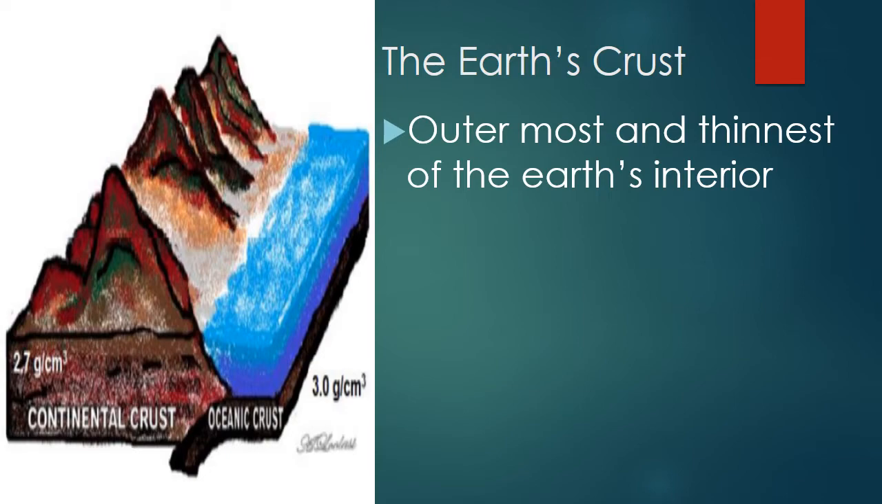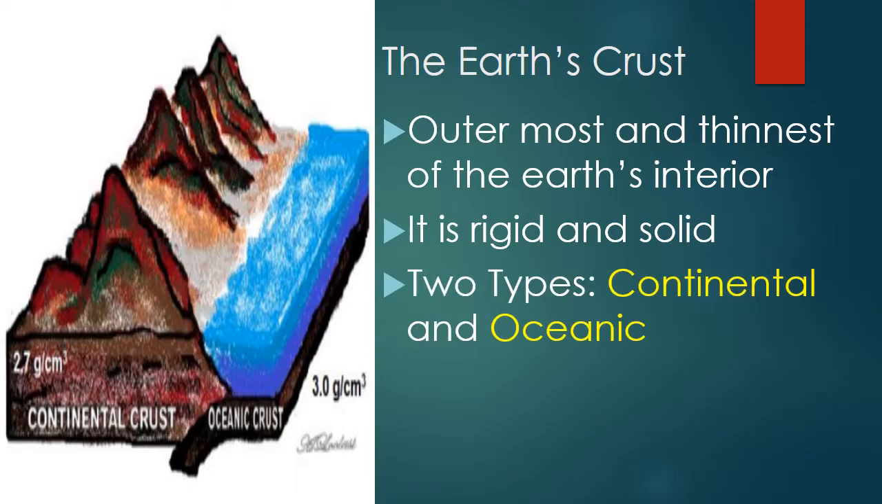Earth's crust is the outermost and the thinnest of the Earth's interior. It is rigid and solid. As you can see in the picture, there are two types of crust. The mountain and the land masses are considered continental crust, while the crust underneath the ocean is oceanic crust.